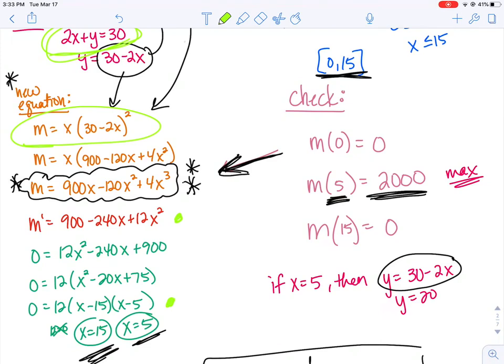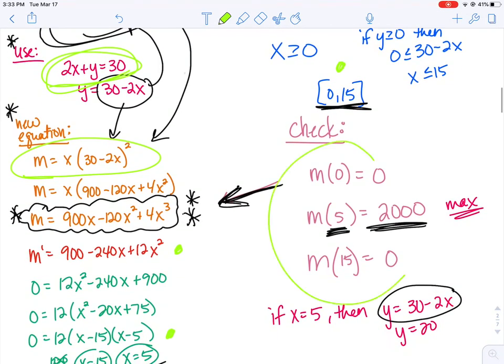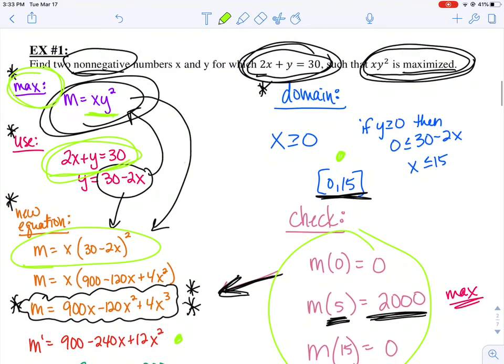I then followed my steps to find the absolute maximum. I found the derivative, I found my critical numbers, I found my endpoints or my domain restrictions, and then I tested them in my original function to see which one is going to give me the absolute maximum or absolute minimum. Okay? All right, try that one. Listen to that again if you need to. Try some of the homework problems.